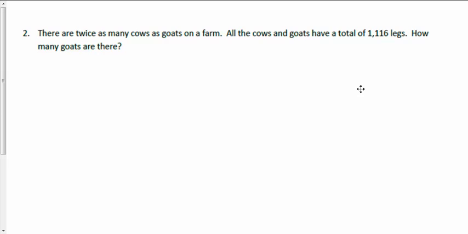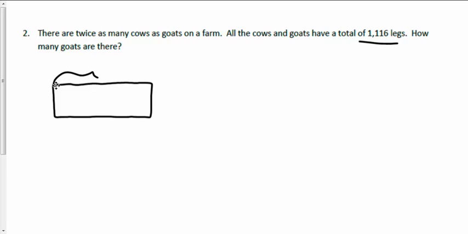All right, so there are twice as many cows as goats on a farm. All the cows and goats have a total of 1,116 legs. How many goats are there? Okay, so first of all, I've got to draw something. So I'm going to draw my tape diagram. I have a total. It even says the word total. The total is 1,116 legs. Okay, there are twice as many cows as goats.